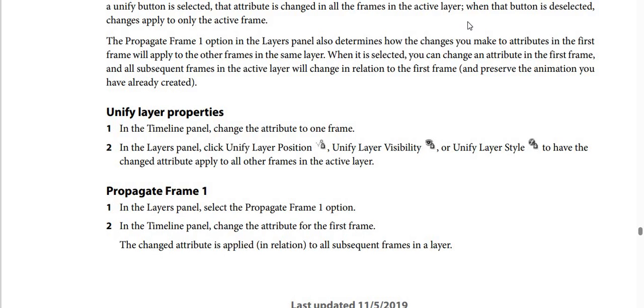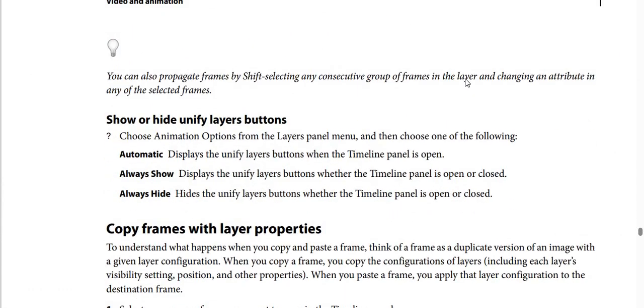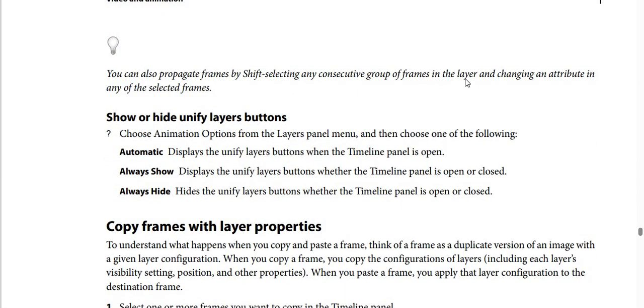And after that, propagate frame 1. How to propagate frame 1? We have steps. Number 1, in the layers panel, select the propagate frame 1 option. And step number 2, in the timeline panel, you should change the attribute for the first frame, and the changed attribute is applied in relation to all subsequent frames in a layer. And also you can propagate frames by selecting any consecutive group of frames in the layer and changing an attribute in any of the selected frames.